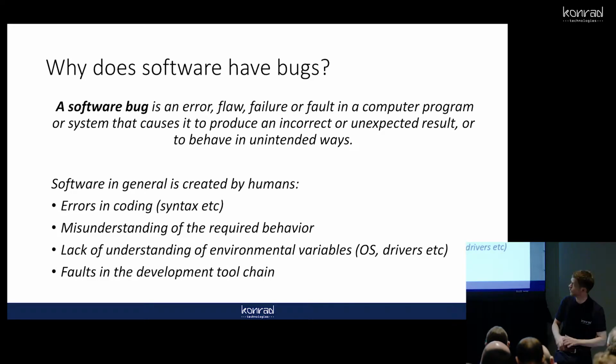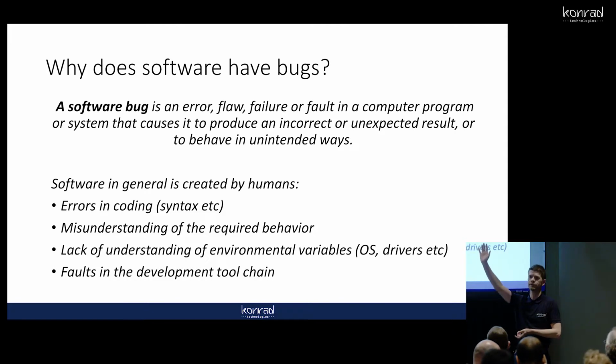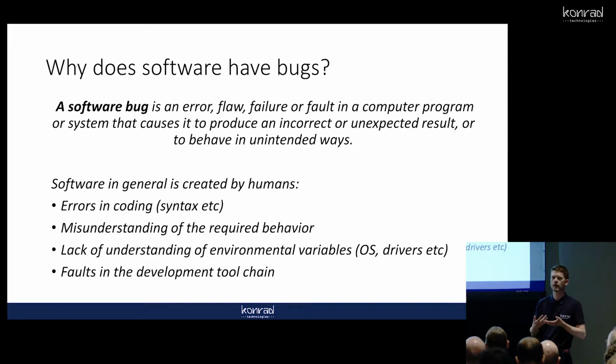So why does software have bugs? Well, it's written by people. People make mistakes, right? Who writes bug-free code? Anyone? So software in general is created by humans: errors in coding and syntax, misunderstanding of the required behavior. One of the things that I like to do when I work with customers is actually repeat the requirements back to them, either in a document or in a conversation, because I might have misunderstood what it is that they were asking for. That is a software bug, because the software doesn't meet their needs.